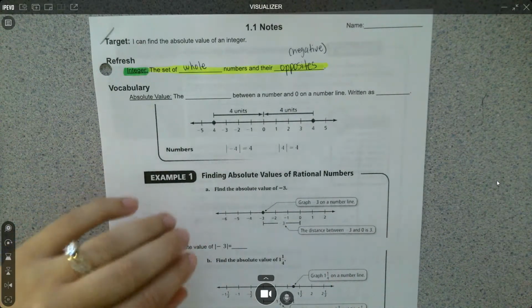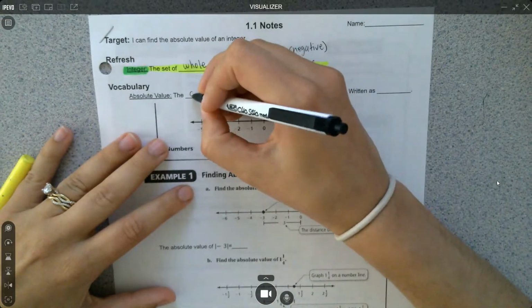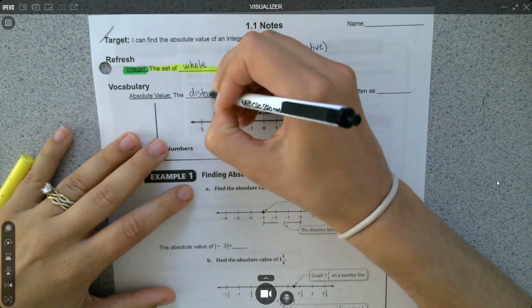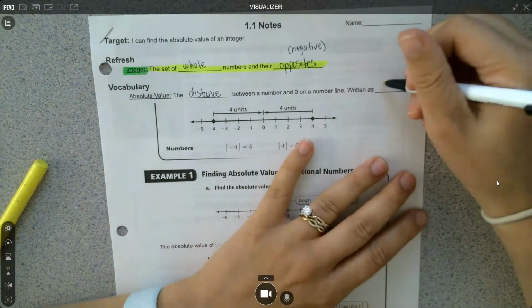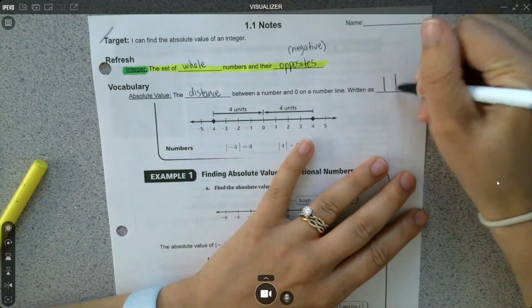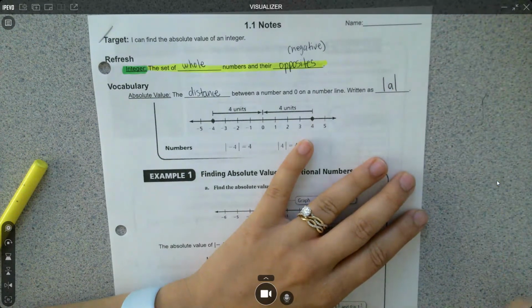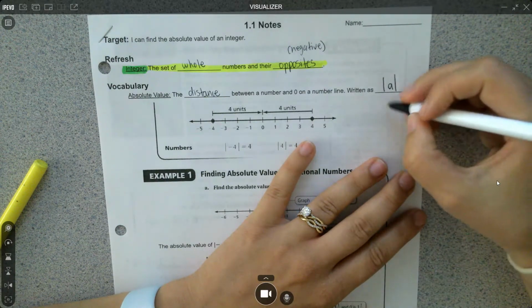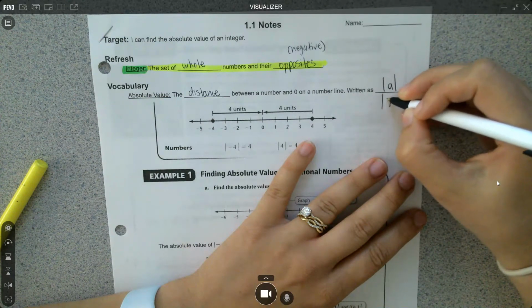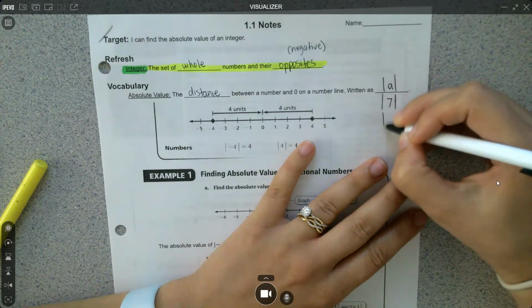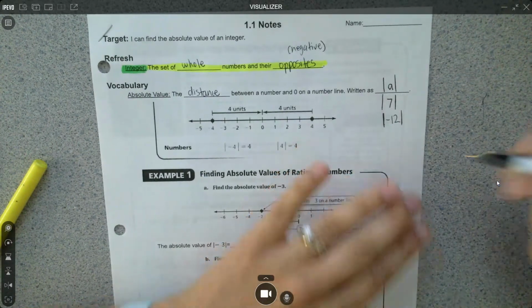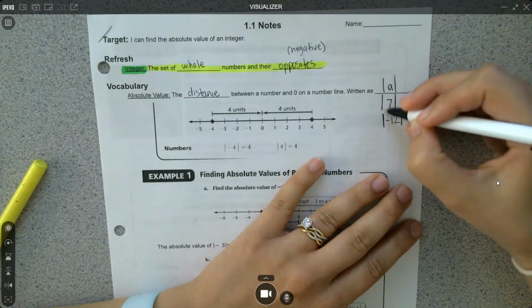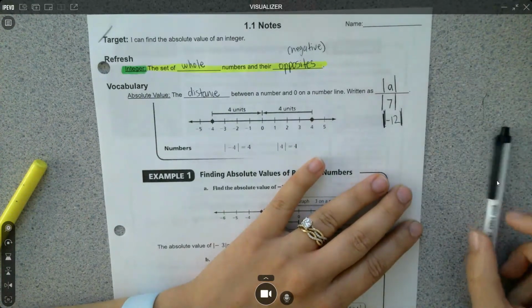Absolute value, though, is something that's very important. Absolute value is going to be the distance between a number and 0 on a number line. And we write it like this, where we have two high bars with a letter inside. This is a letter. That letter represents any number called a variable. Or we might see it as a whole number in there, or we might see it with a negative whole number. You can even have fractions in there. But we want to make sure that those bars are taller than the numbers.